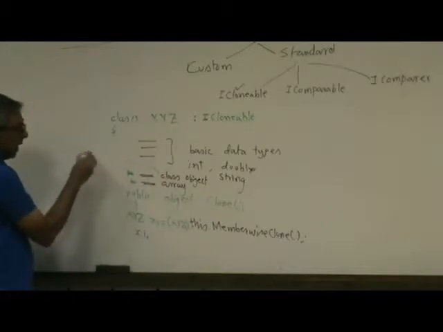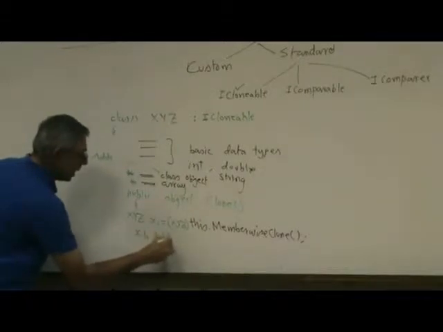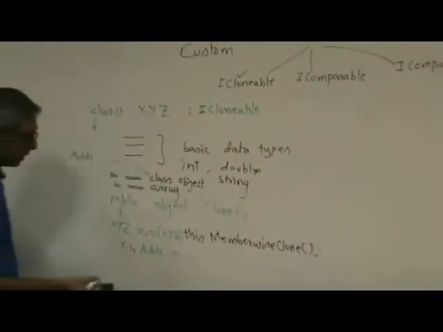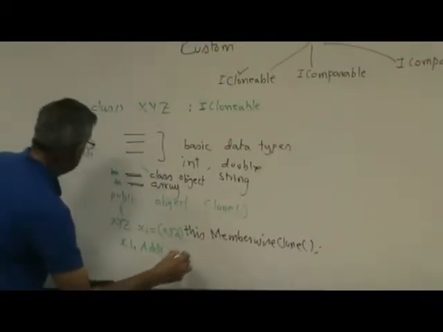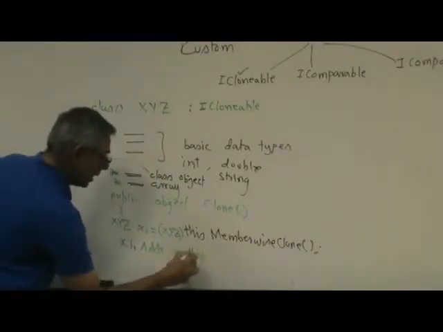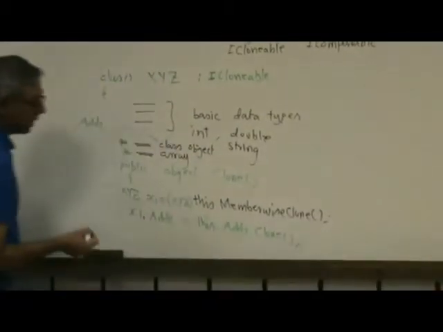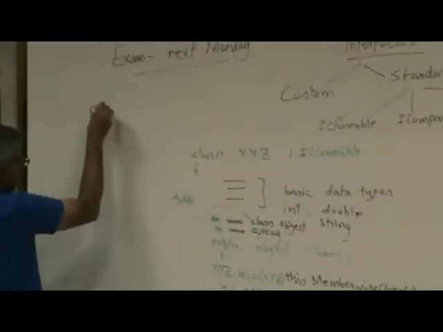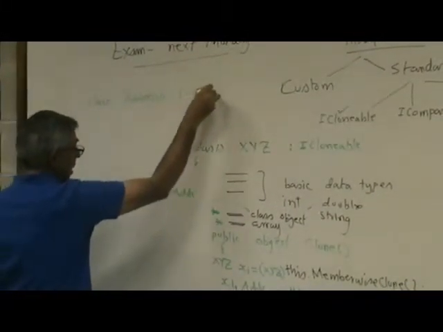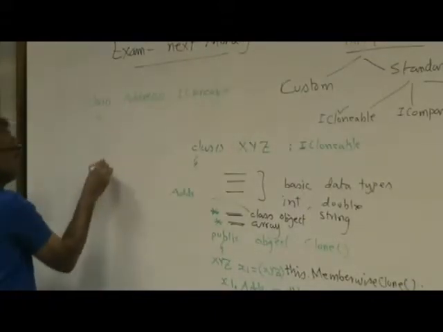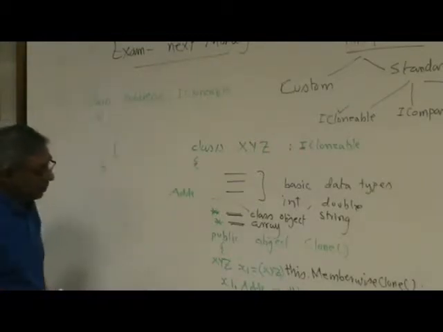Suppose this field is called address, or ADDR. So you will say x1.addr equal to this.addr.Clone. What does that mean? If this was a class called Address, somebody has to implement IClonable on it. So if you created it, you will implement IClonable on it further, and you'll define the same Clone over here.